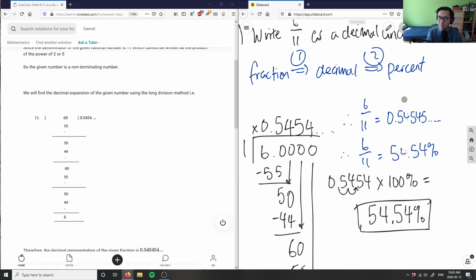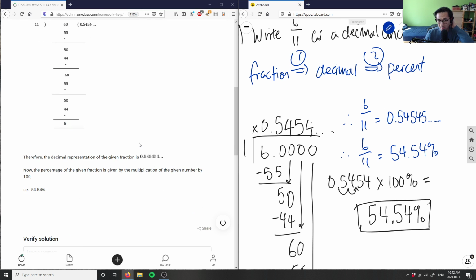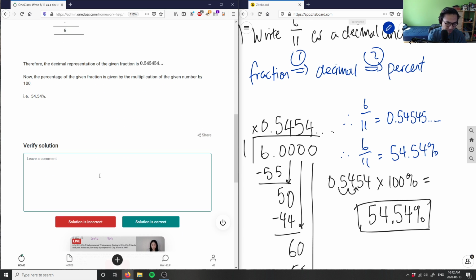And these two are my solutions for this problem. So 6 over 11 equals 0.5454, like given, and the percentage is 54.54. So this solution here is correct. It's a good analysis as well.